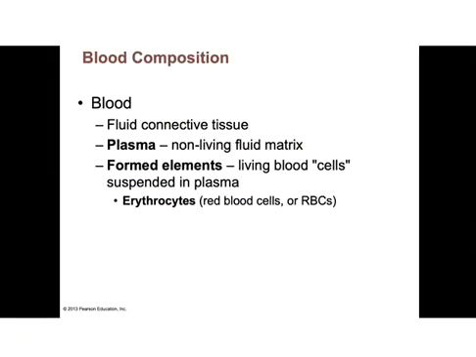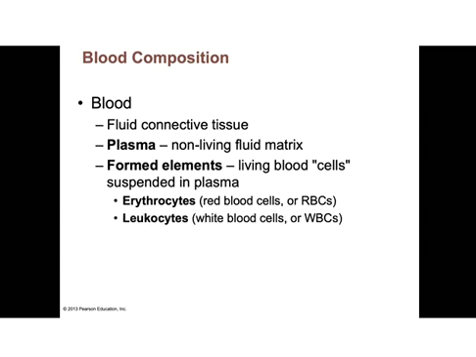Matrix, and there are cells scattered in the matrix. And that's very different from epithelial tissues, which are tightly packed cells with very little matrix between them, because the purpose of epithelial tissues is to form barriers primarily and to secrete and absorb. Here, the non-living matrix is the plasma. Now, what's in the plasma?